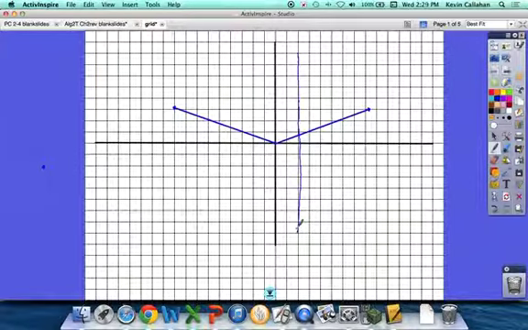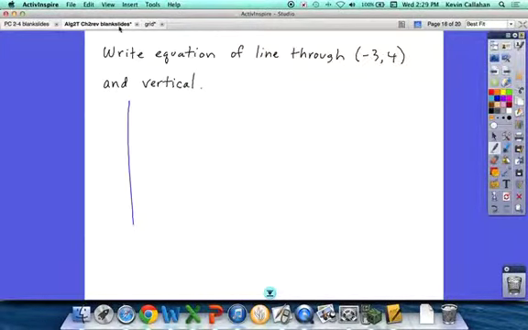Right? Now, in our problem, our line is going through the point negative 3, 4. What's the equation of the line? X equals negative 3. Because if that's the x coordinate for that point, it must be the x coordinate for every point. X equals negative 3.